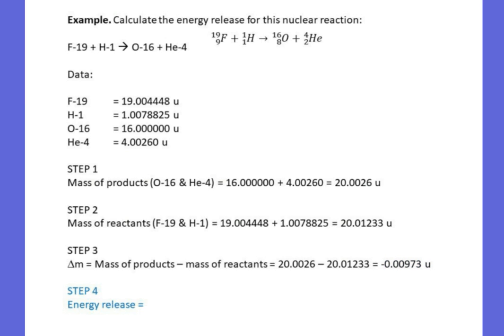So step 4 is calculating the energy release. Because we've got atomic mass units, we can use that nice shortcut and it's minus 931.5 times that mass defect. So it's minus 931.5 times minus 0.00973. And because we're using atomic mass units, we know our answer is going to come out in mega electron volts. So 9.06396 mega electron volts. And that's how much energy is released every time one fluorine-19 atom and one hydrogen-1 atom react to form an oxygen-16 and a helium-4. And that's how you calculate the energy release from a nuclear reaction using this slightly incorrect concept called mass defect.